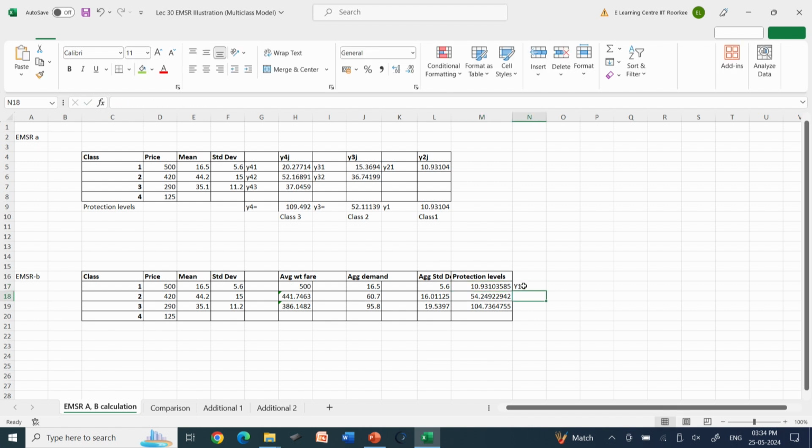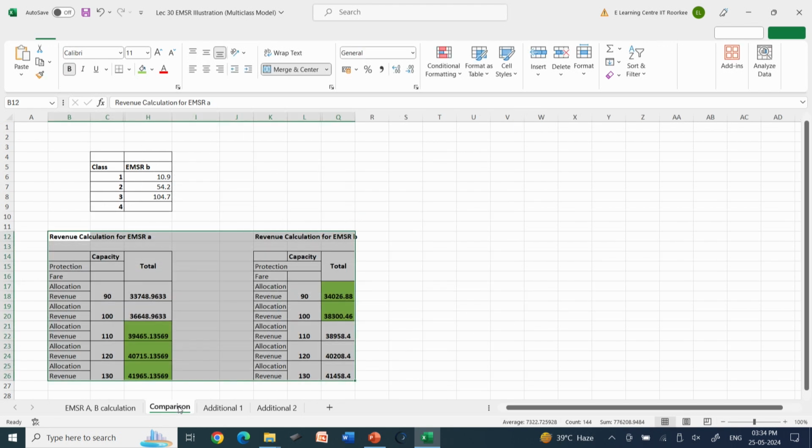Then for class 2, the protection level is coming Y2, and for class 3 the protection level is coming Y3. There is a slight difference between A and B for class 2 and class 3. We have already explained that in our PPT: for class 2 the protection level is 52 using A, while it is 54 using B. For class 3 the protection level is 109 for A, while it is 105 using B.